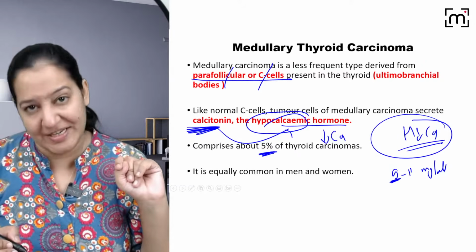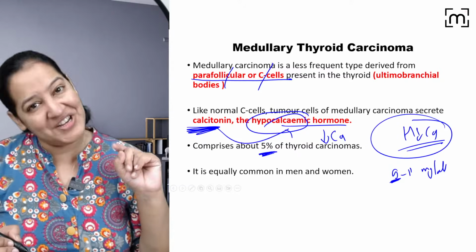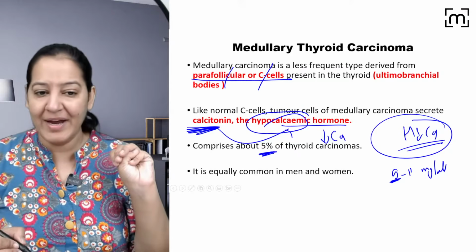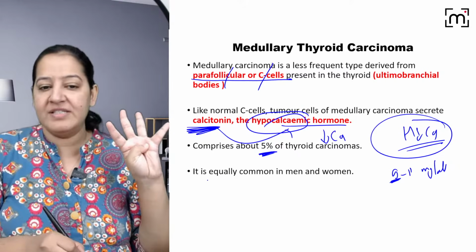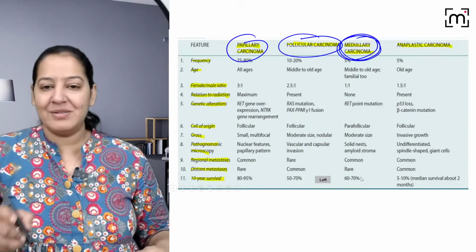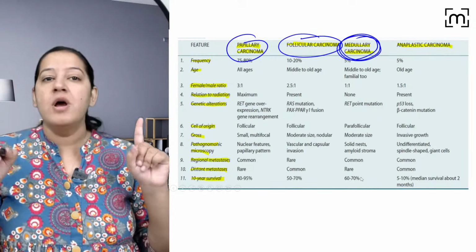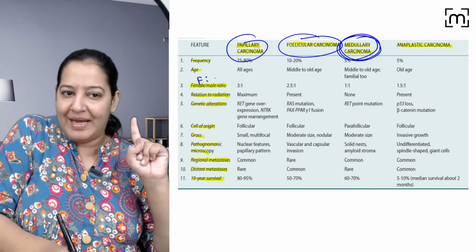Papillary is 70 to 80%, right? Follicular is 10 to 20%. This is 5%, right? Only thyroid tumor which is equal in male and female. Now see the ratio. See the ratio. The ratio is female to male, right?